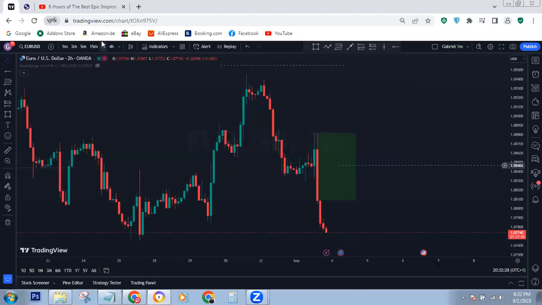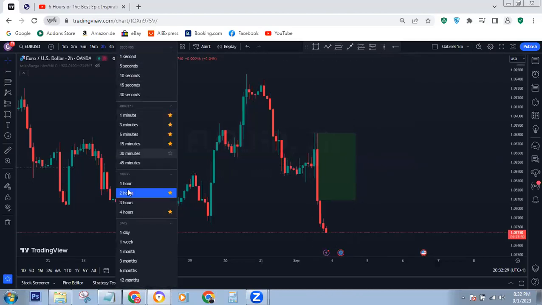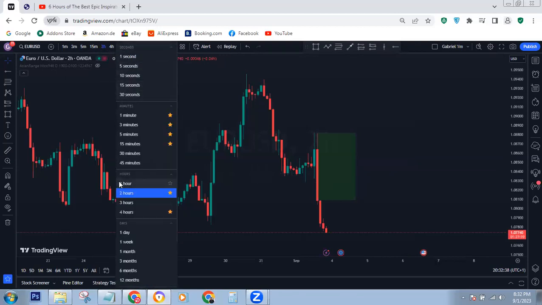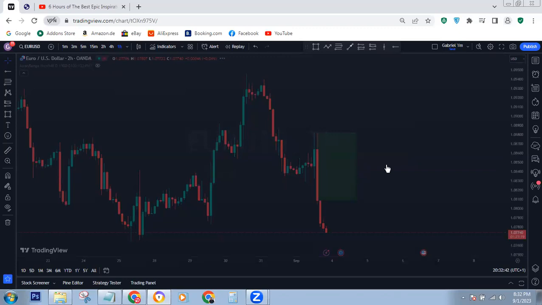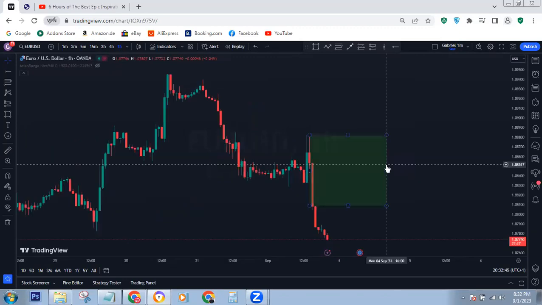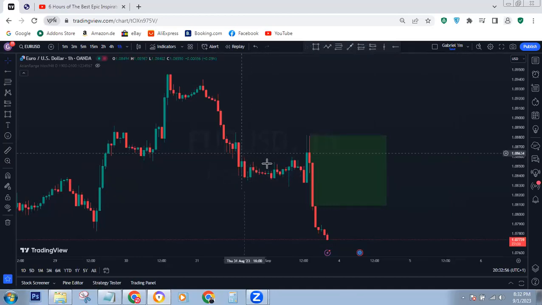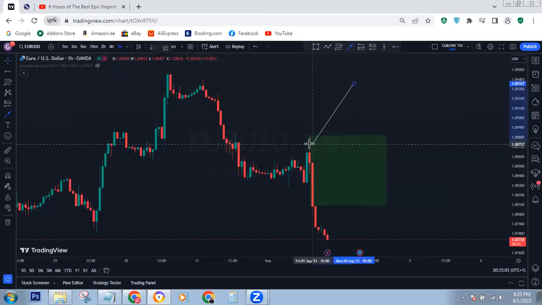Now, if I change over to the 1 hour time frame, this is where you get it. Let's see how many candles are going to be inside that box. How many candles do you see inside that box now? The candles inside this box now are 1, 2. When I was in 2 hours, I saw 1 candle, and now we have 2.